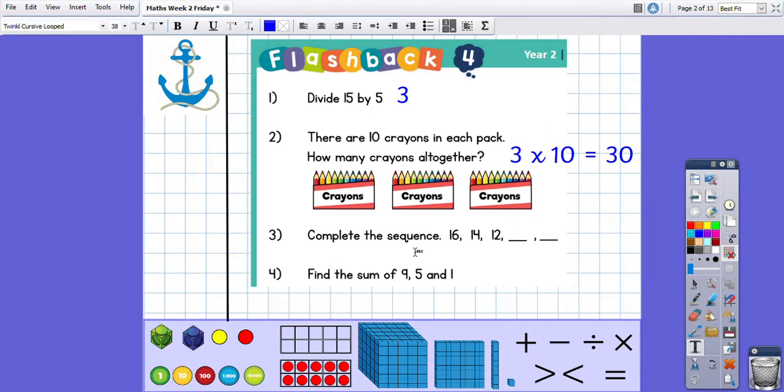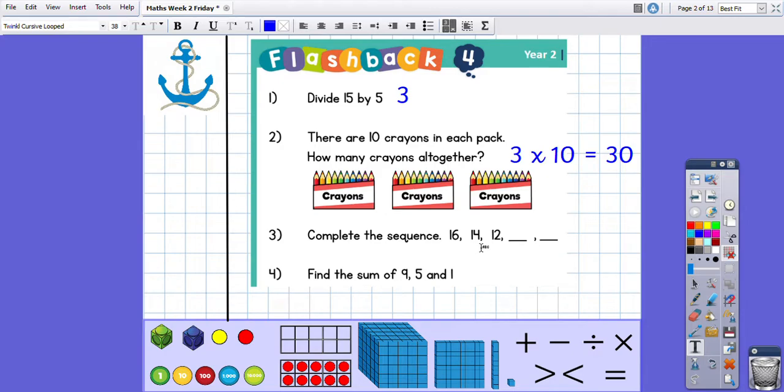We've got another complete the sequence. We need to work it out. So it says 16, 14, 12, blank, blank. Now I've noticed that the numbers are getting smaller, so my sequence is going backwards. But I need to work out how many it's going backwards by. So I'm going to put 16 in my head and count backwards to 14. So 16, 15, 14, and that is 2.